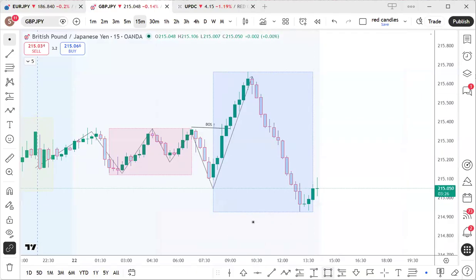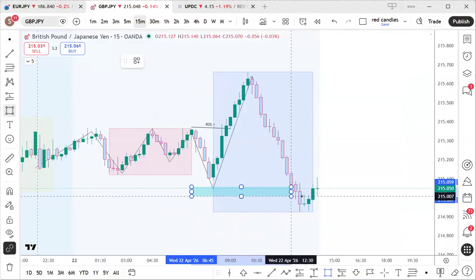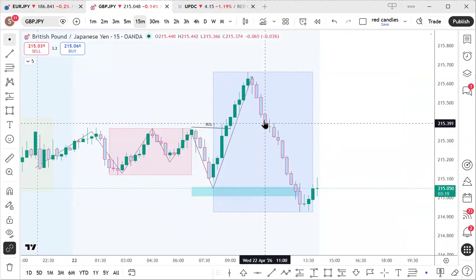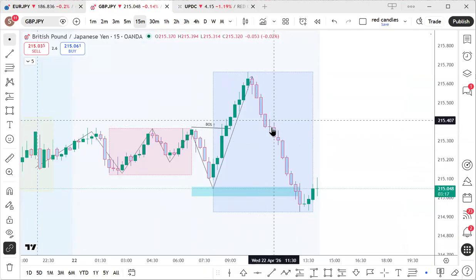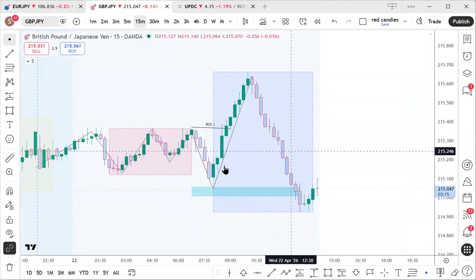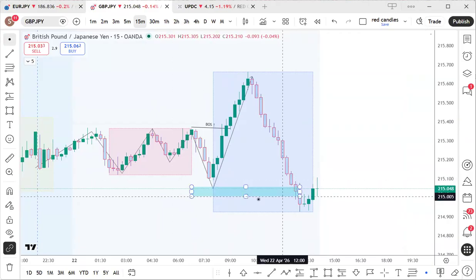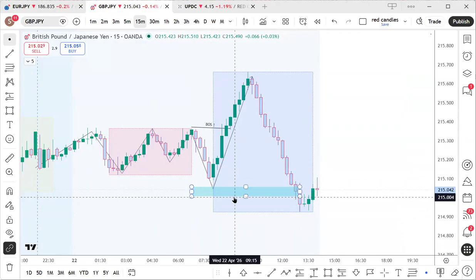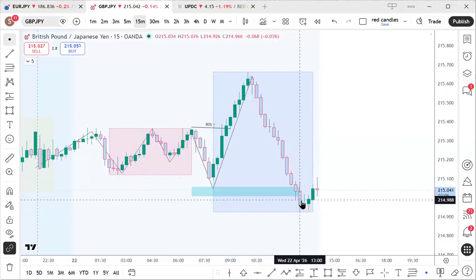Where's my line in the sand? My line in the sand is right down there. So I had a pending buy trade there. It triggered me in, and now it has stopped me out because it's gone beyond where I put my stop loss somewhere there. So this other leg has stopped me out.